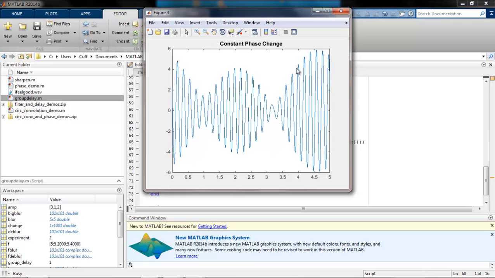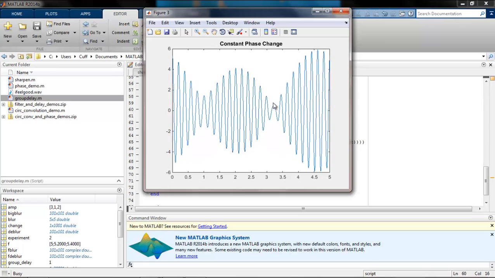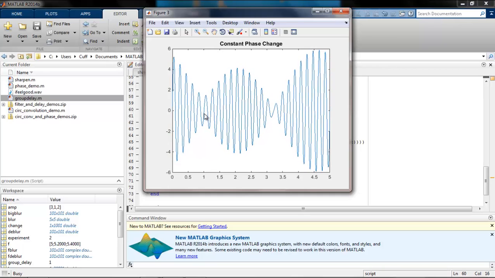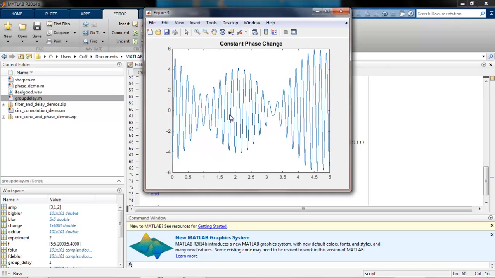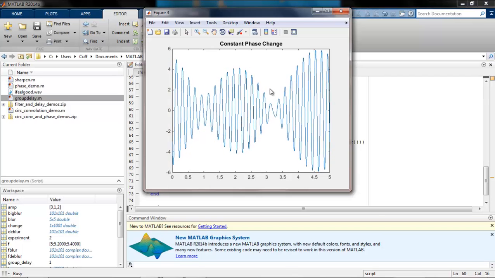I want you to pay attention to the fact that right now that envelope is not moving. We're changing the phases, and so the phase delay is causing these wavefronts to move, but the envelope is not changing as I change all 3 sinusoids' phase together.